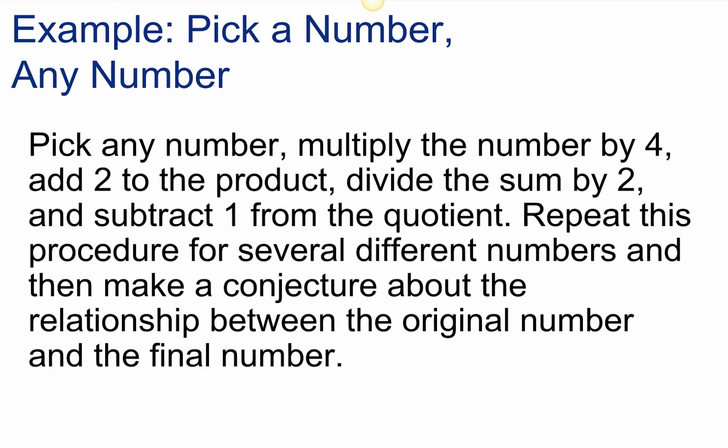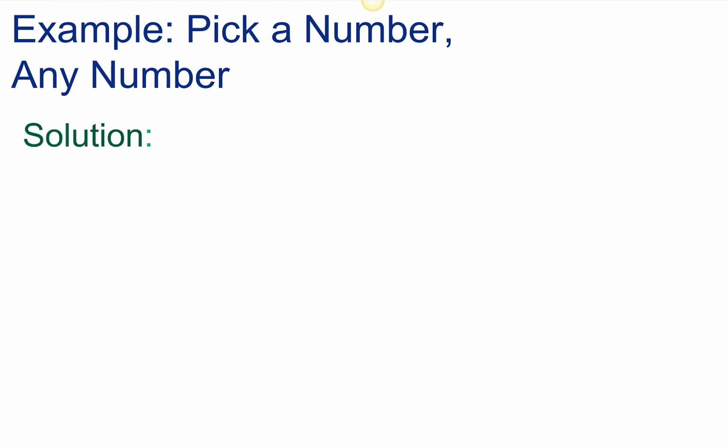Pick any number, multiply the number by 4, add 2 to the product, divide the sum by 2, subtract 1, repeat this for several different numbers, and make a conjecture about the relationship between the original number and the final number. All right, so let's try a couple numbers.